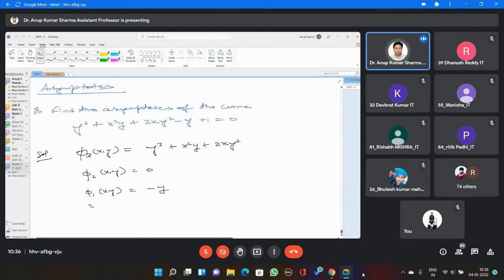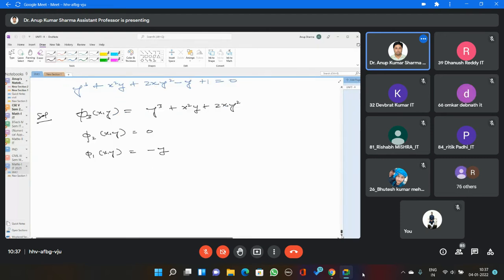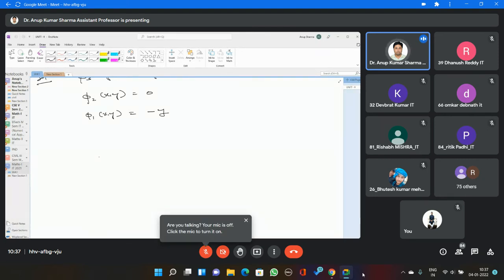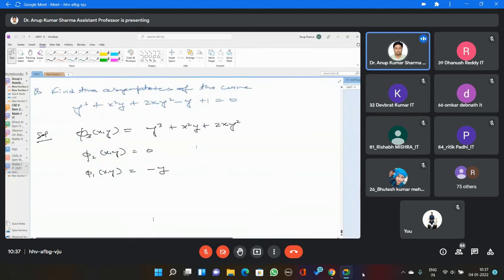Okay, so we assume here polynomials of some different degree terms. After that, we search in the given equation whether there are any asymptotes parallel to the x axis or parallel to the y axis. Okay, now we can see here in this case.